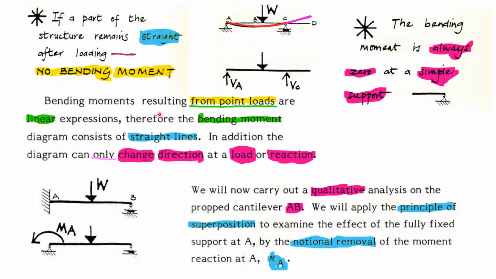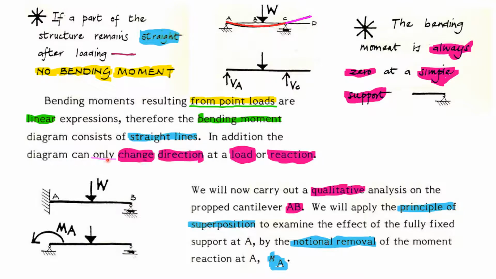Bending moments resulting from point loads are linear expressions. Therefore, the bending moment diagram consists of straight lines. If you see this bending moment diagram, it comes like this and then goes like this. It's a straight line. That's what is written here: the bending moments resulting from point loads are linear expressions, therefore the bending moment diagram consists of straight lines. If I draw the bending moment diagram, it will look like this, made of straight lines.